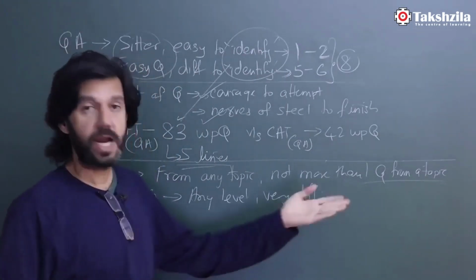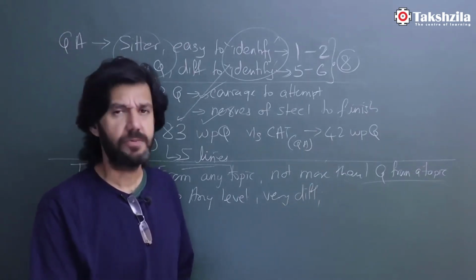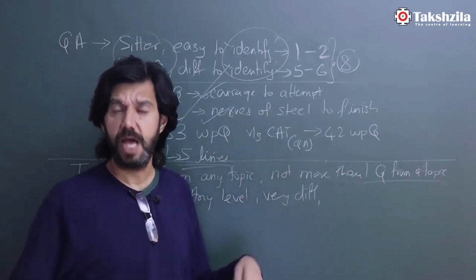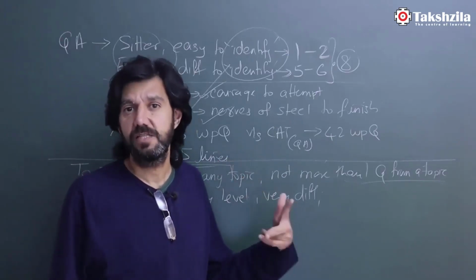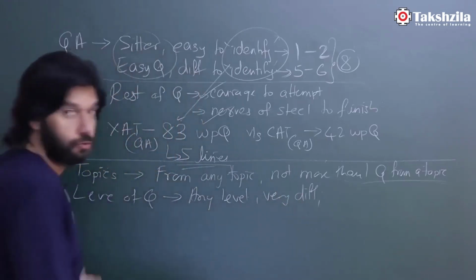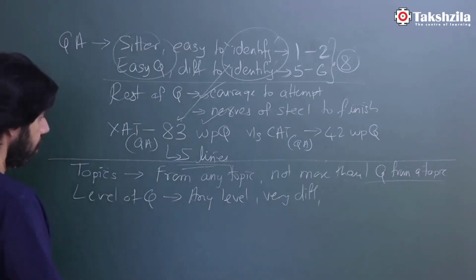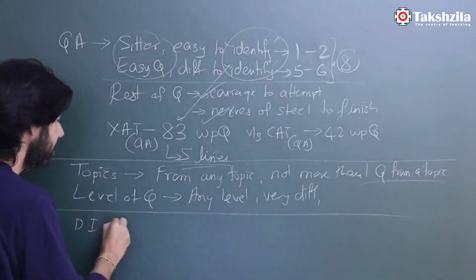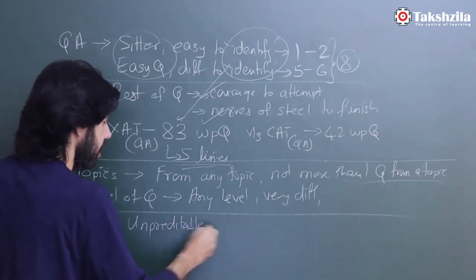Coordinate geometry, look at a few questions that have come in the past, last year's questions. They are very tough to solve, very time consuming. You have to solve simultaneous equations where the coefficients themselves are given in variables. Okay, so do that, you'll realize what I want to say. So what else here? One more, DI. Now DI here is very unpredictable.